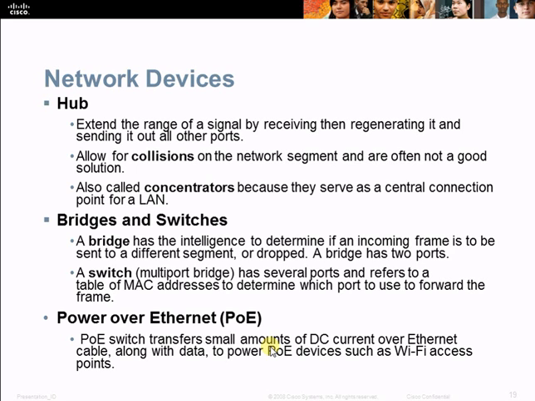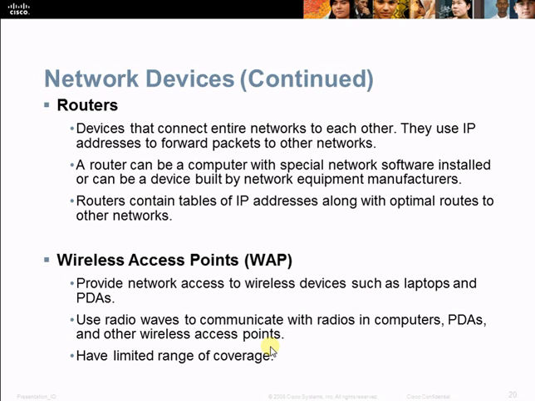A lot of times voice over IP telephones are using the PoE, power over Ethernet, to power the telephones. So a router is a device that allows us to send information over the network, and it's going to use the IP addresses to forward packets to other networks.